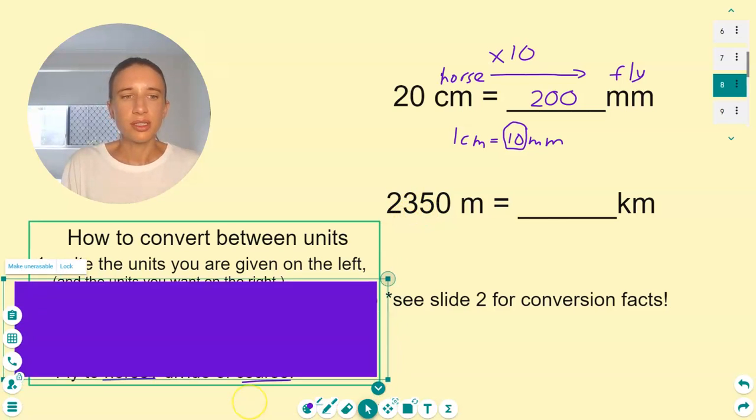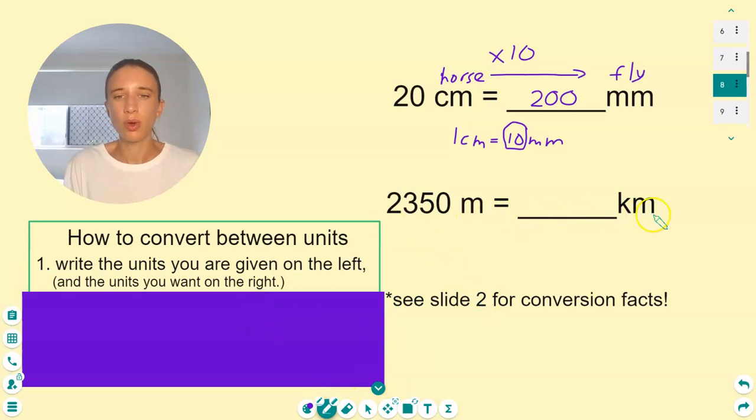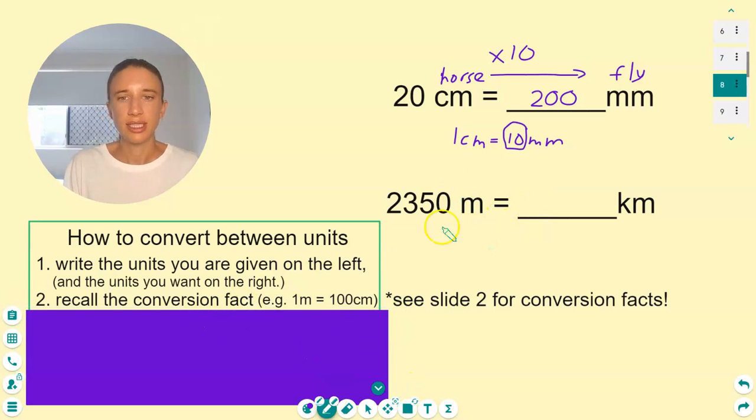Back to our process. So we write the units we're given on the left and the units we want on the right. We've got the given, and we want how many kilometers is 2,350 meters. Now we need to look at what is the conversion fact that links meters with kilometers. So forget this number for now. We just want the conversion fact linking meters with kilometers.